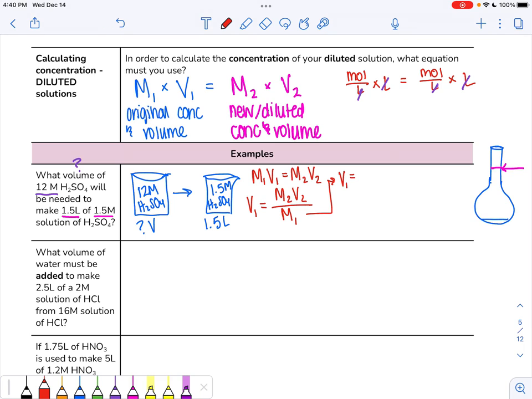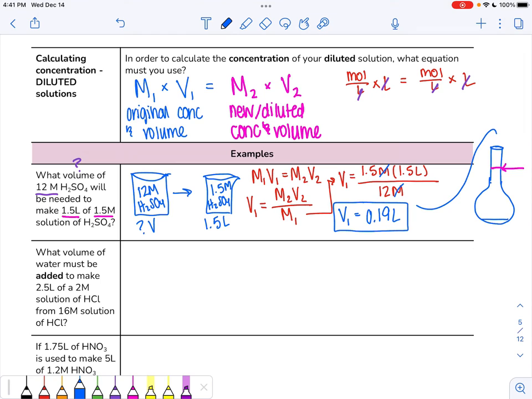The volume of my original acid that I need to add in is equal to the molarity of my new acid, 1.5 molar, times the volume of my new acid, 1.5 liters, divided by the concentration of my original acid, 12 molar. Take a look at the units. Molar cancels with molar. I'm just left over with liters, which is exactly what I want in this problem. So the volume that I need to add in is 0.19 liters.